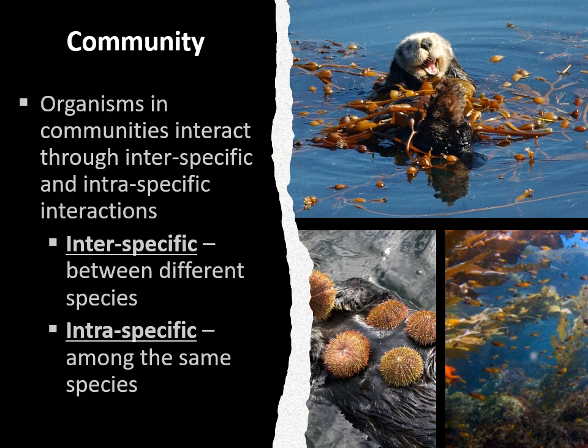Now, when we talk about these interactions, they can interact through what's called interspecific and intraspecific interactions. Interspecific is between different species, so like the otter and the sea urchins, or the sea urchins and the kelp. Intraspecific is among the same species, so that would be like two otters competing over the same sea urchins, or otters reproducing. That would be intraspecific.